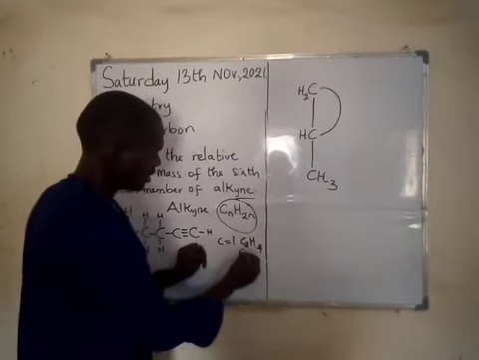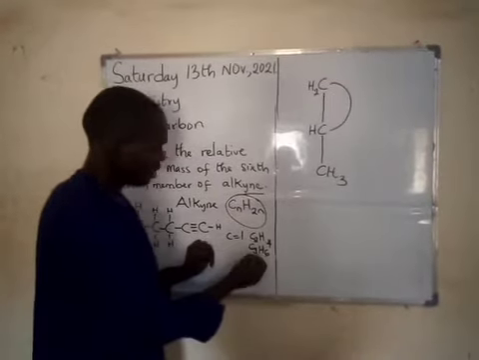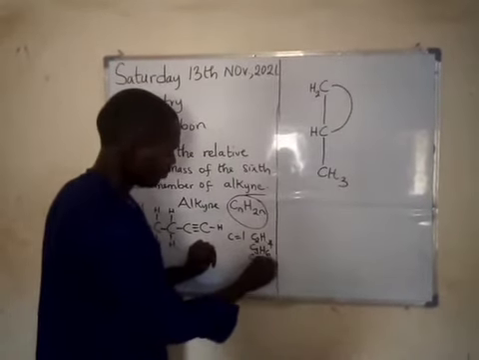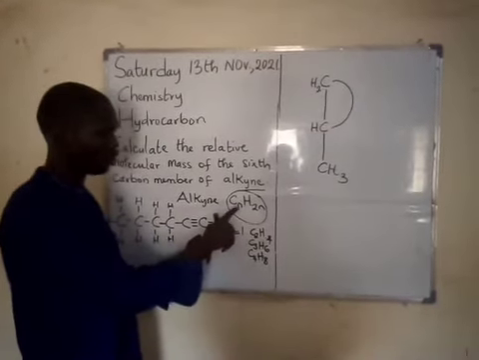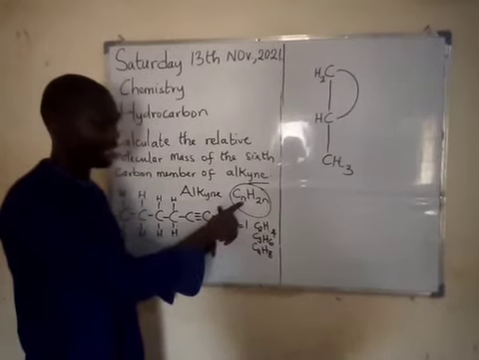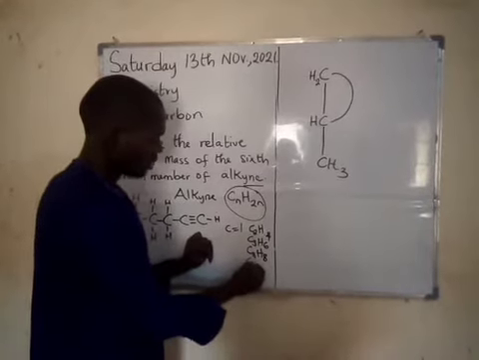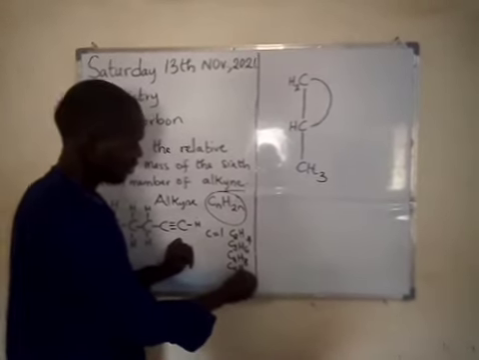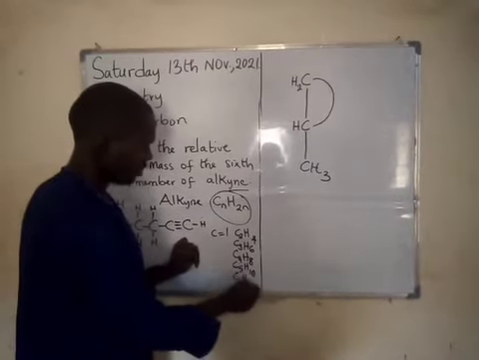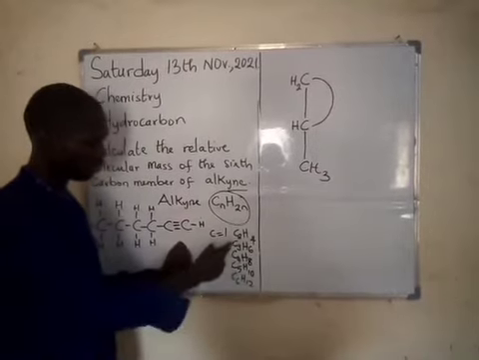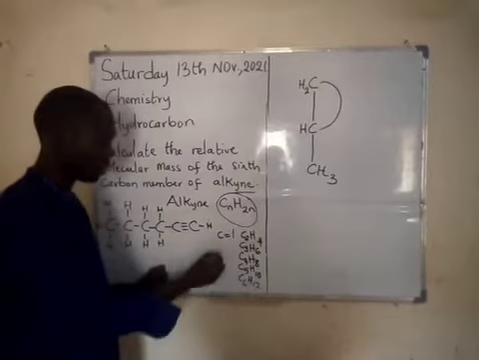Then the second is C3H4. The third is C4H6. The next, that's the fourth now, will be C5H8. Then C6H10. Let's see, 1, 2, 3, 4, 5. This is the fifth carbon. Now the sixth carbon member will now be C7H12.